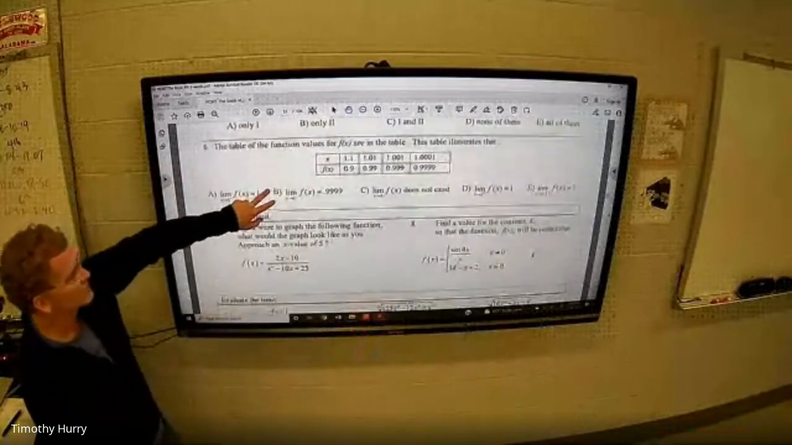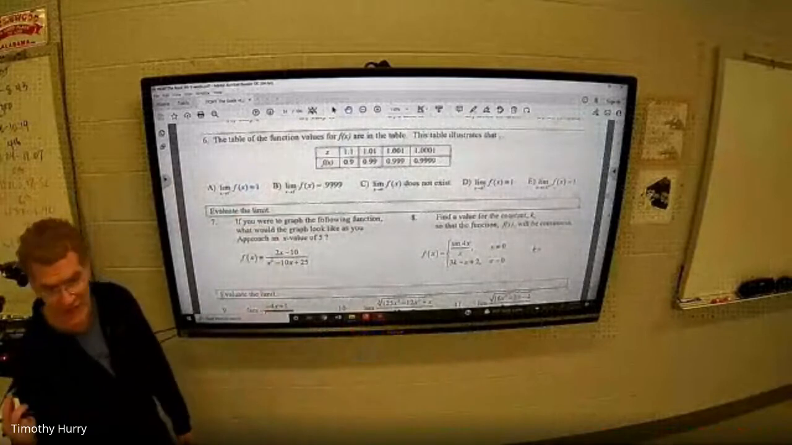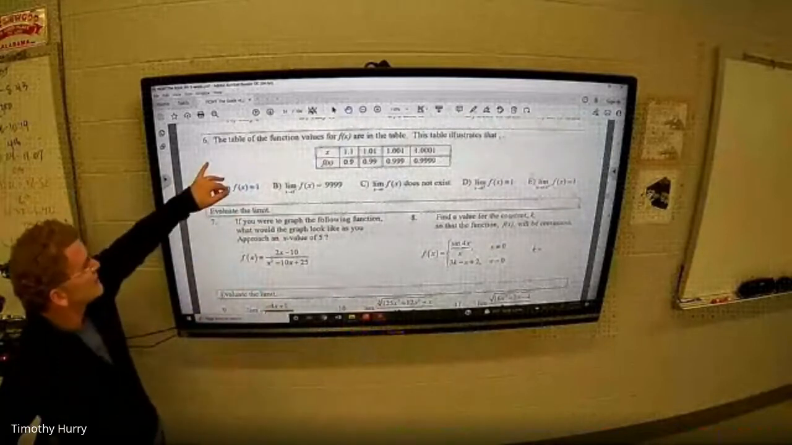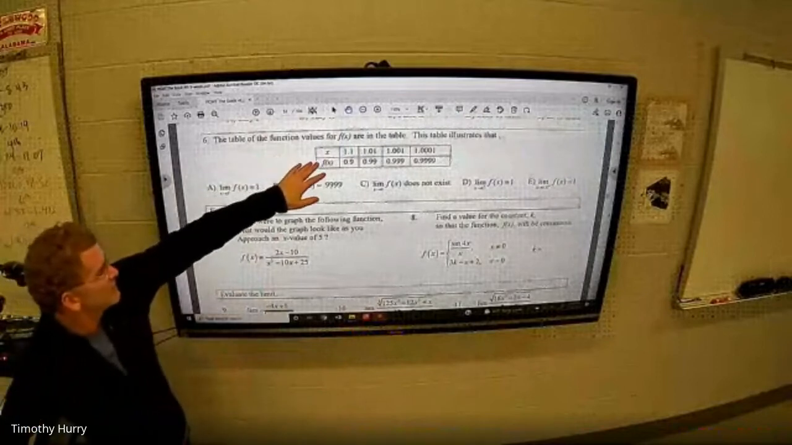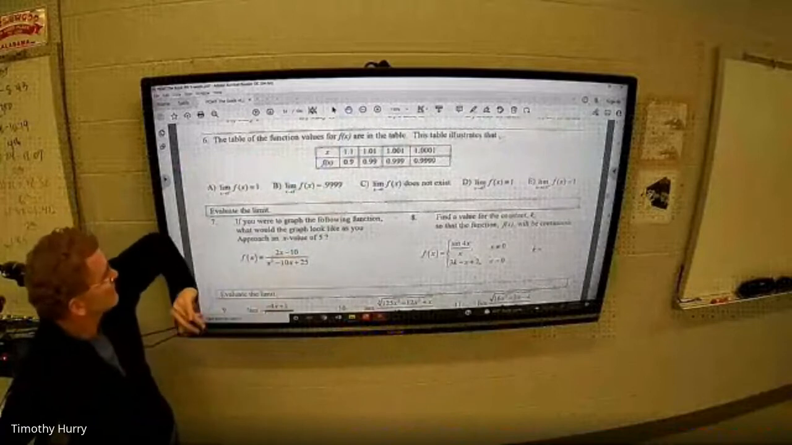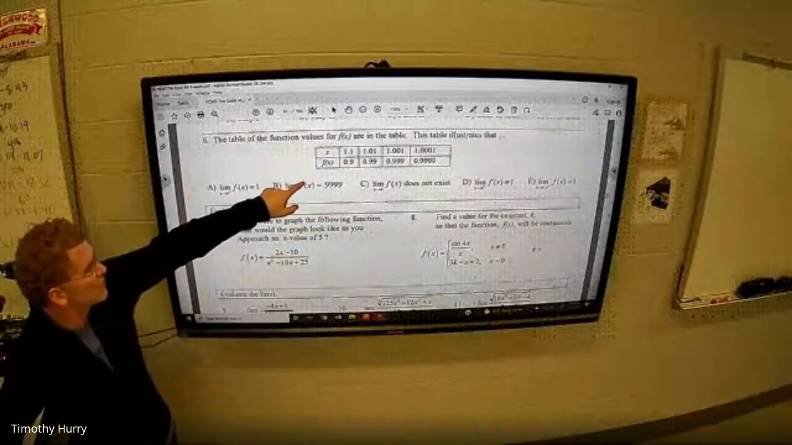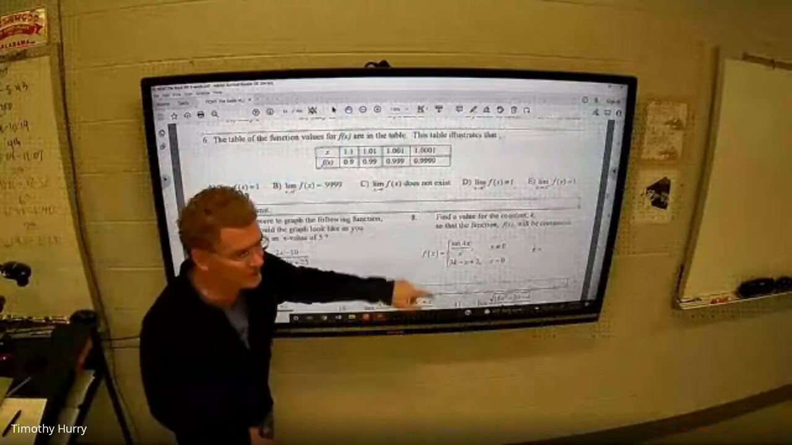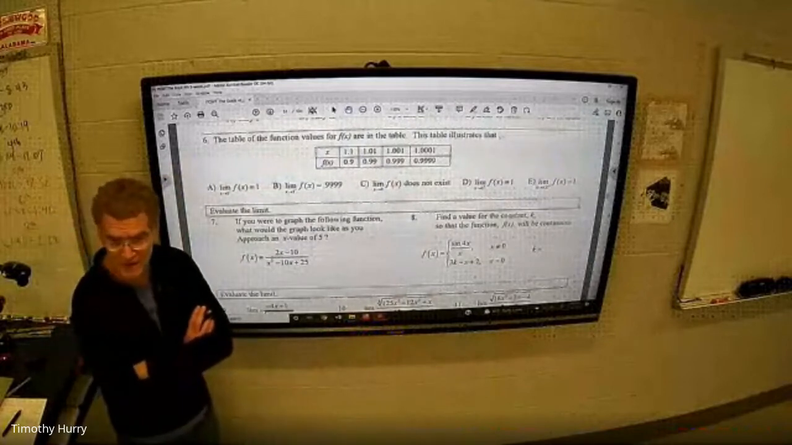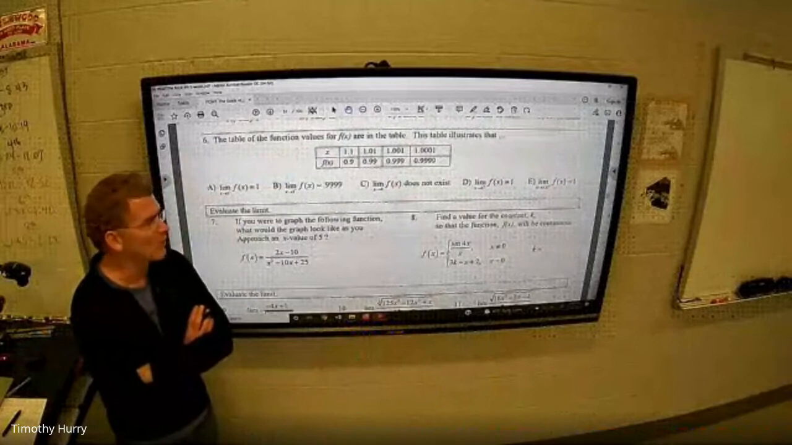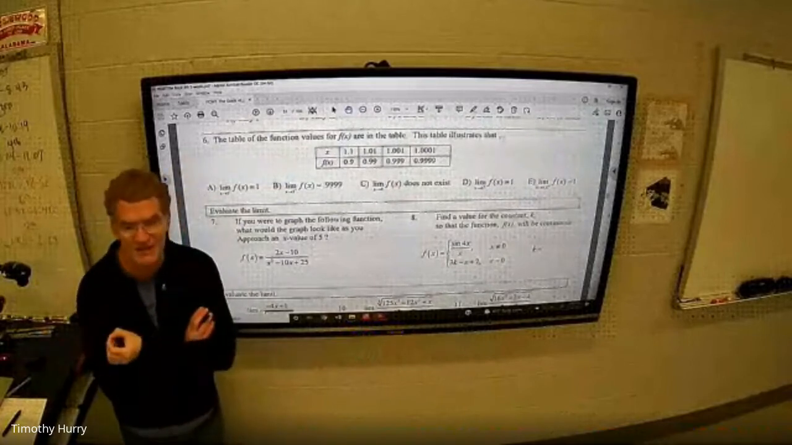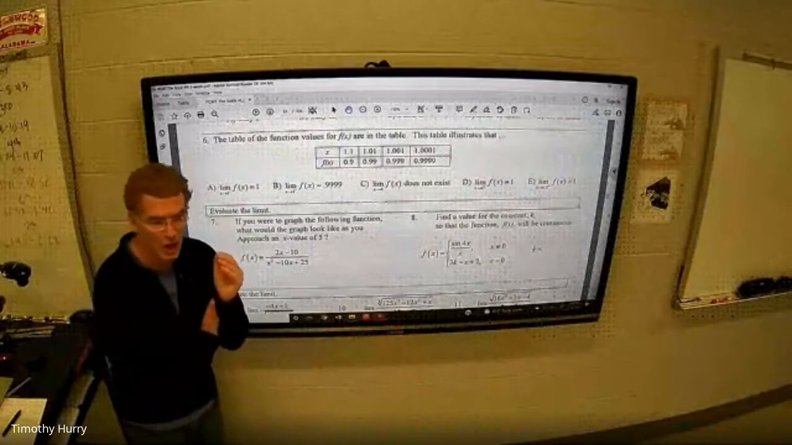All right, this question I put on a zillion tests, yours and AP Cal. It was an old AP question or similar to it. It says the table of the function values for f of x are in the table. That's very wordy. This table illustrates what? Take a look at it. What is happening here? As x approaches 1, do y'all see that? 1.1, 1.01, 1.001, 1.0001. It looks like the x is getting closer to 1.